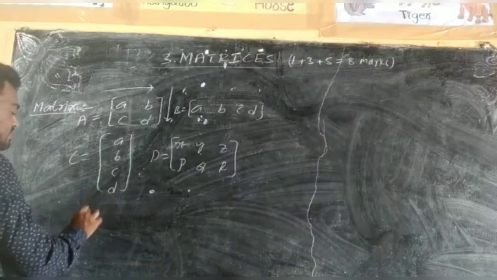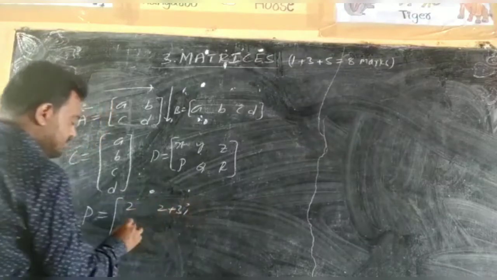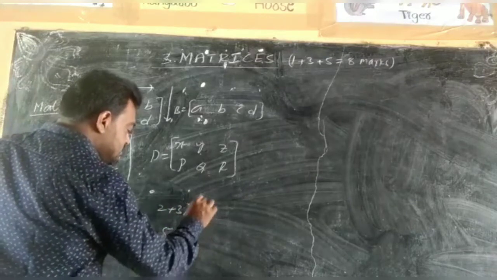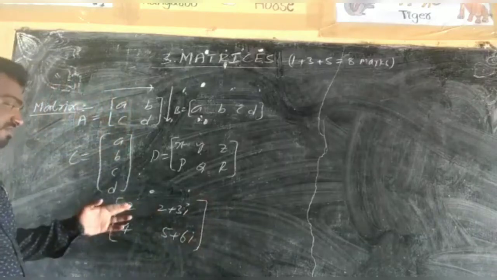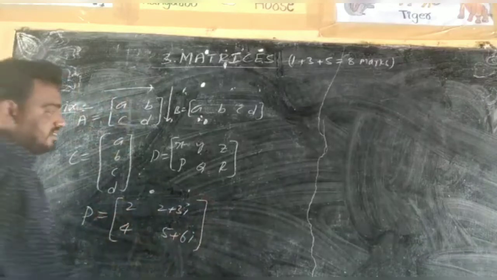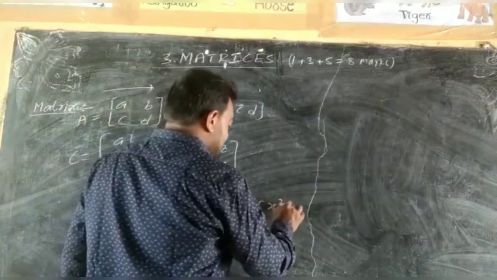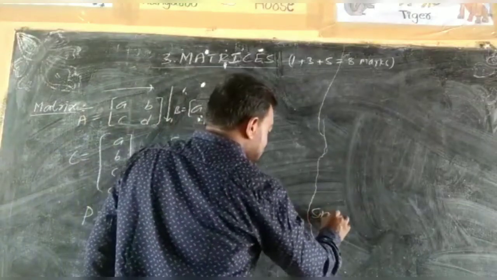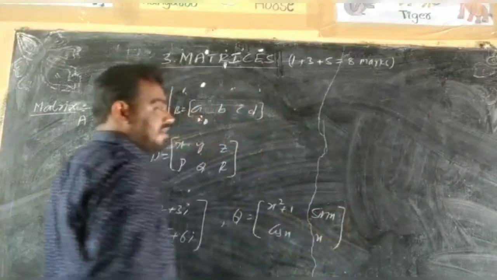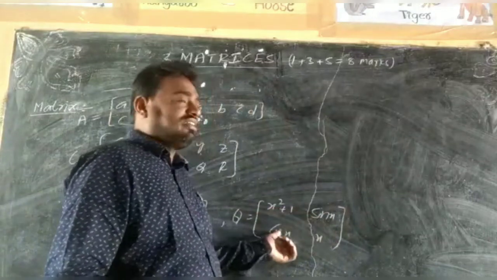Otherwise, you see P is one of the matrix: 2 plus 3i, 4, 5 plus 6i. This is also one of the matrix. Here some real numbers are there, and some complex numbers also. You see one more matrix, Q is equal to x square plus 1, sin x, next to cos x. Here x square plus 1 is an algebraic function, and sin x, cos x are trigonometric functions.